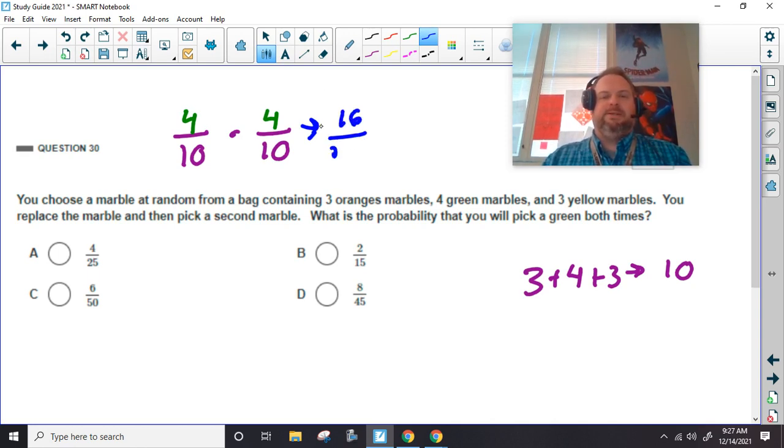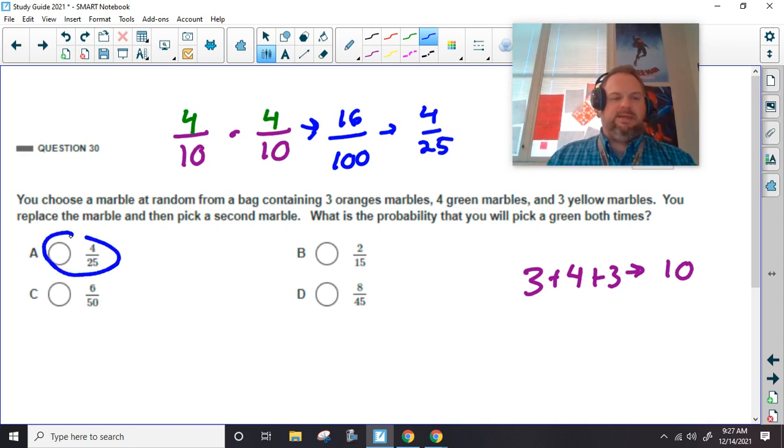Mr. Jeffries is being lazy. All right, so 16 over 100 would reduce down to 4 over 25. For me, it's A. For y'all, it's C. All right, and that is the study guide.